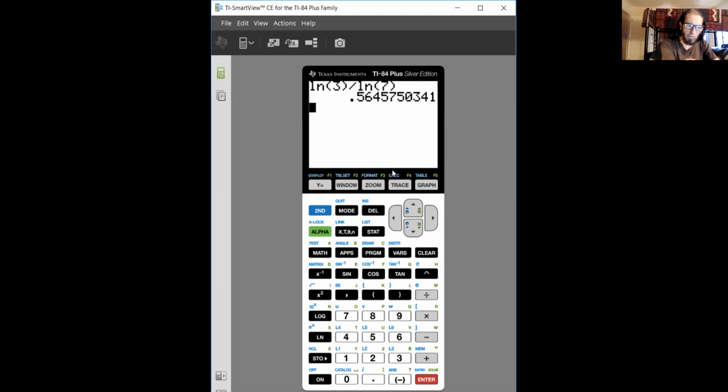If I take it to 3 places, 49 to the power 0.565 minus 2 times 7 to the 0.565. Then when I would go 3 places out, that would round to 3.010. Now, if I took the natural log of 3 over natural log of 7 to 4 places, then that would round to 0.5646.